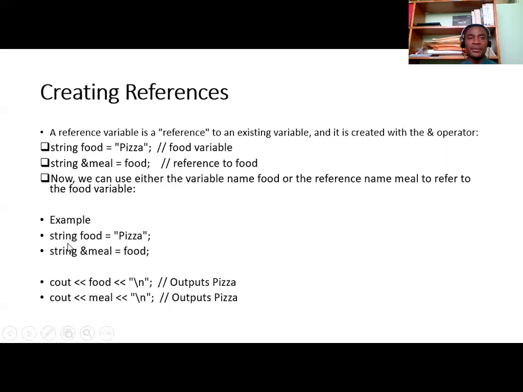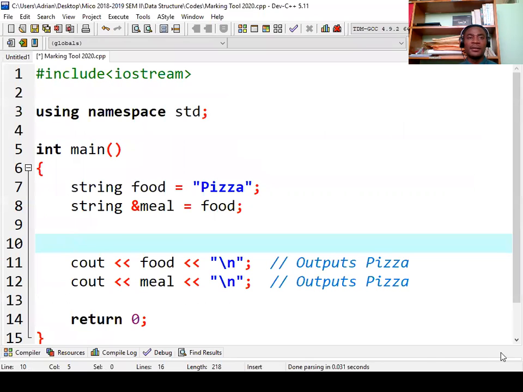So if we look at the example down here, if we say food is equal to pizza, it therefore means that if we should output meal, since meal is a reference to food, so here we have string &meal = food. That means meal is a reference to food. So whatsoever food has as its value, meal will be seeing the same thing. So down here, both of these will output the same thing. All right. Let me just show it in the compiler so you can have a clear understanding.